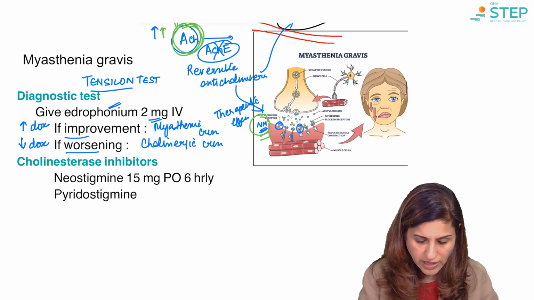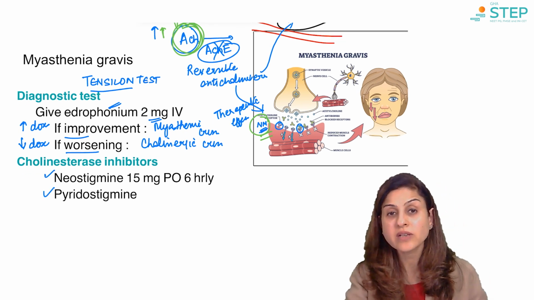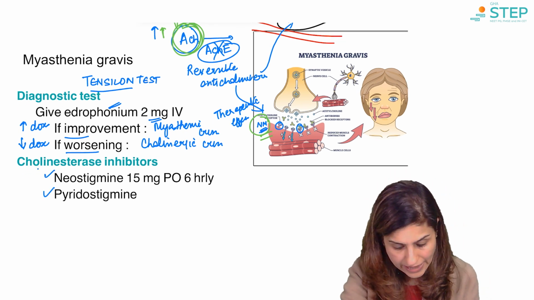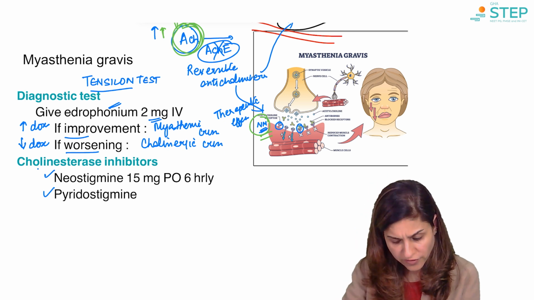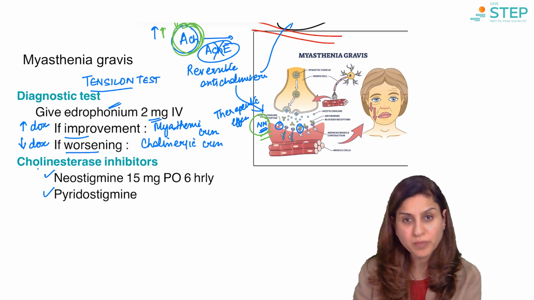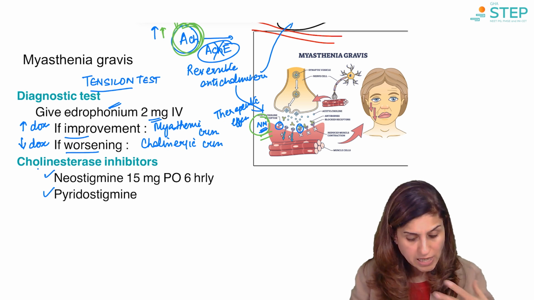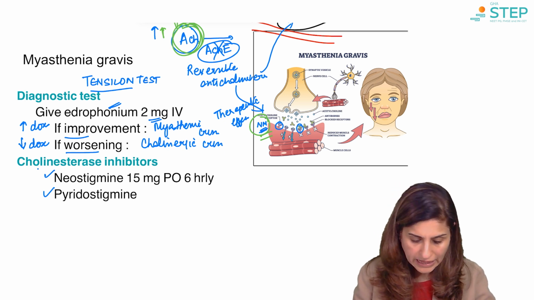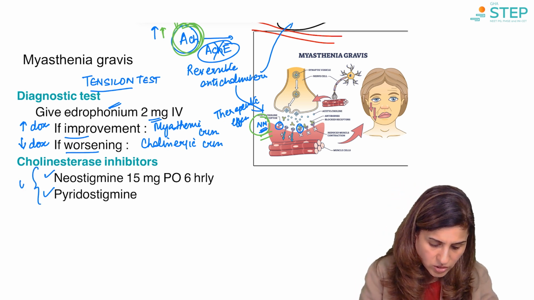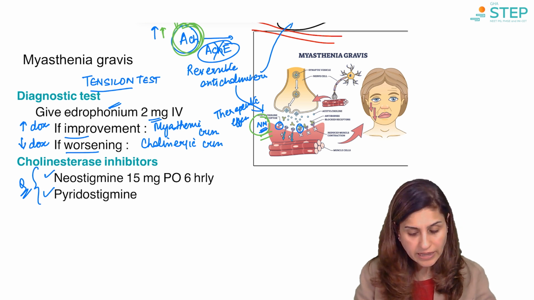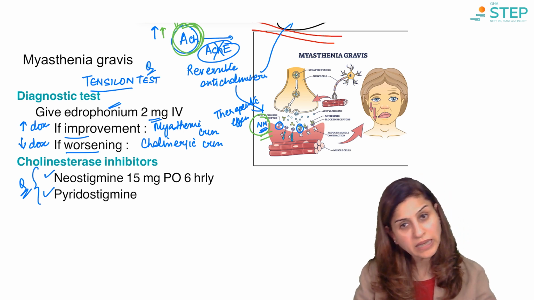So we are giving cholinesterase inhibitors. Both of these drugs, the cholinesterase inhibitors, the quaternary compounds are preferred. Then you have other options like immunosuppressants, corticosteroids, azathioprine, etc., plasmapheresis, and all those. But mainly in pharmacology, they are asking you about this drug, right? And the tensilon test has also been asked previously.